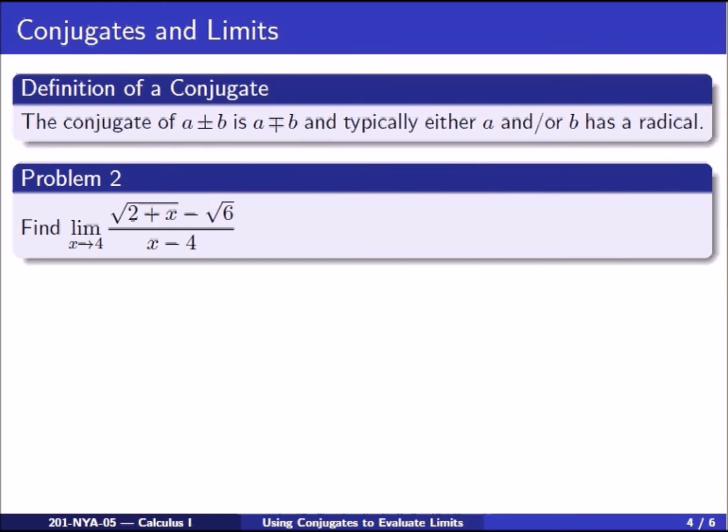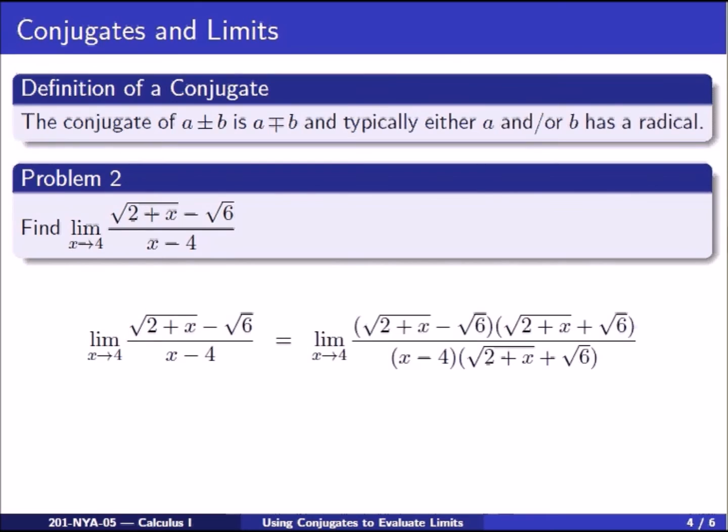So how does the concept of conjugate help us evaluate limits? Let's take a quick look at an example, which is the limit as x approaches 4 of (root of (2 plus x) minus root 6) over (x minus 4). If we try replacing x by 4, we see that we have a limit of the form 0 over 0. So I could use L'Hopital's rule here, but I will show you how we could actually use the conjugate of the numerator to rewrite the expression differently so that we can evaluate the limit using the direct substitution rule.